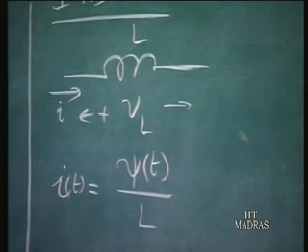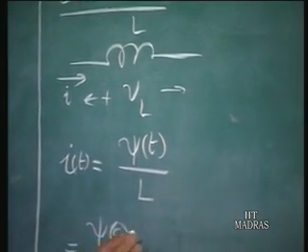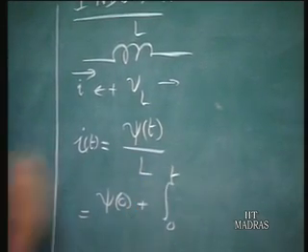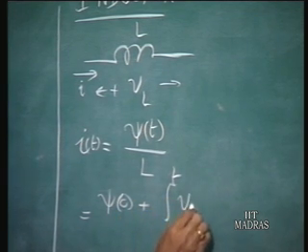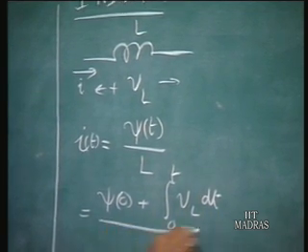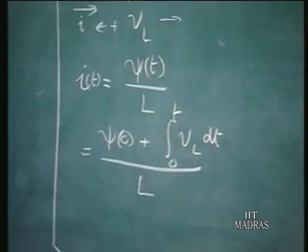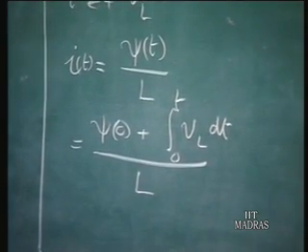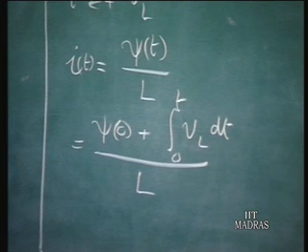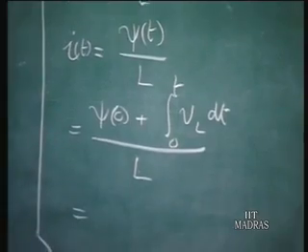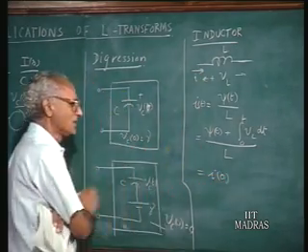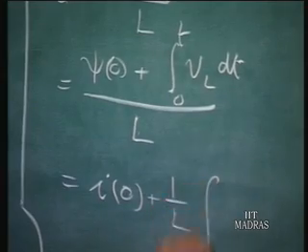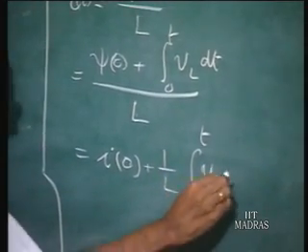This psi of t, the flux linkages, can be written as the initial flux linkages plus the additional flux linkages that come up in the inductor as a result of an applied voltage, which is the integral of VL dt divided by L. After all, voltage is the rate of change of flux linkages, therefore flux linkages is related to voltage by an integral relation like this. This can be written as psi 0 over L, that is the initial value of the current in the inductor, so I0, plus 1 over L integral 0 to t VL dt.